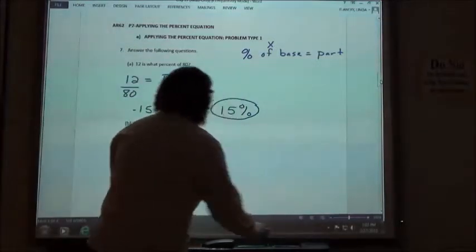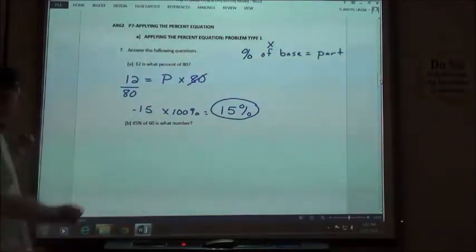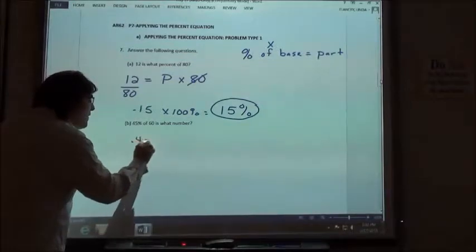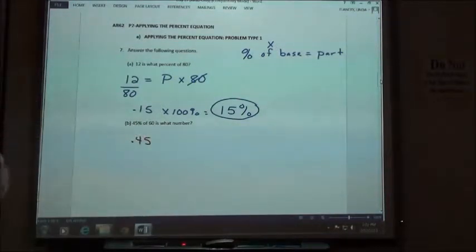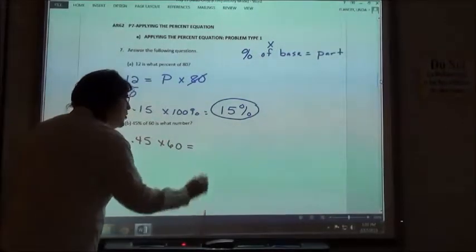If we look at the next one, 45%. Now when we work with 45%, we want to change that to a decimal. What decimal is 45% equal to? 0.45. 0.45 of means times 60 is what number?